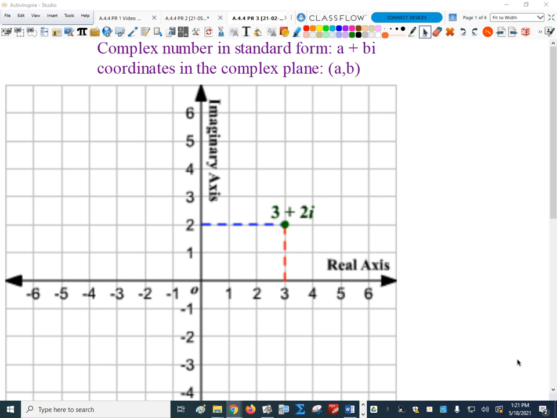If we have a complex number like 3 plus 2i, what is the real part? Because if we write a complex number in standard form, right, standard form is just a plus bi. Okay, what's the real part of this complex number? 3, right? There's the real part. What's the imaginary part? 2. Good, there's the imaginary part.